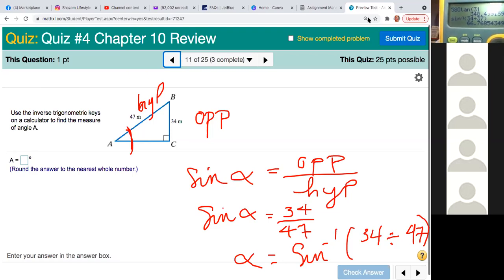46. Come on, man. I'm rounding it to the nearest whole number. So look at the first number after the decimal. If it's 5 or more, I have to add 1. So what does it become?